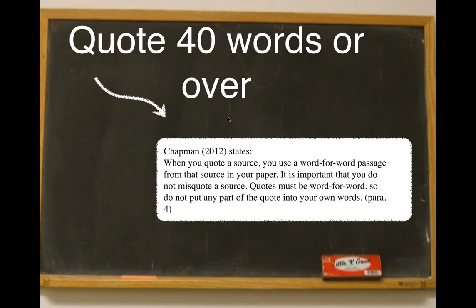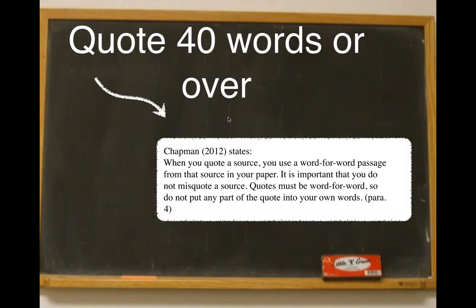Now, if the quote is more than 40 words, it should look like this example. A couple of things to note. We must use a signal phrase. In this case, it's Chapman 2012 states, and then the colon. We don't need quotation marks, but it's a little bit hard to see in this example, the quote is actually indented and starts on a new line. And this is a kind of strange rule that I can't explain, but in this format, the period appears at the end of the sentence rather than at the end of the citation.